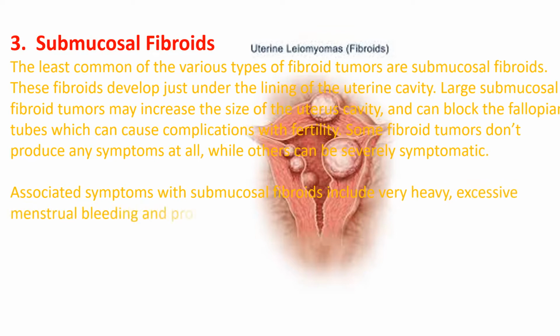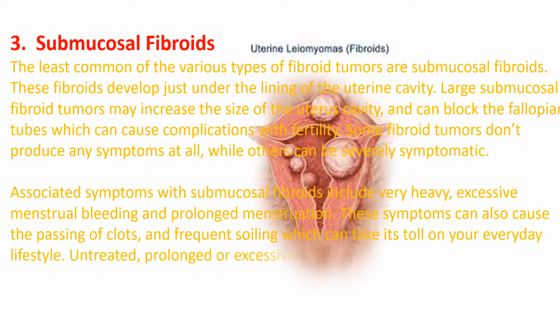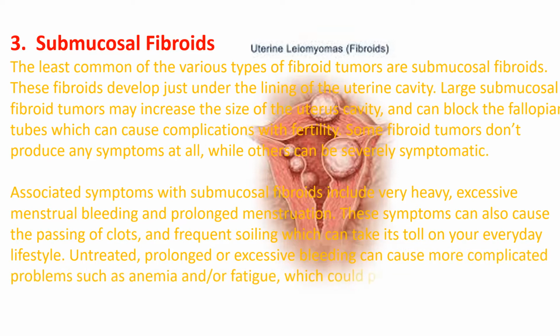Associated symptoms with submucosal fibroids include very heavy, excessive menstrual bleeding and prolonged menstruation. These symptoms can also cause the passing of clots, and frequent soiling, which can take its toll on your everyday lifestyle. Untreated, prolonged or excessive bleeding can cause more complicated problems such as anemia and/or fatigue, which could potentially lead to a future need for blood transfusions.